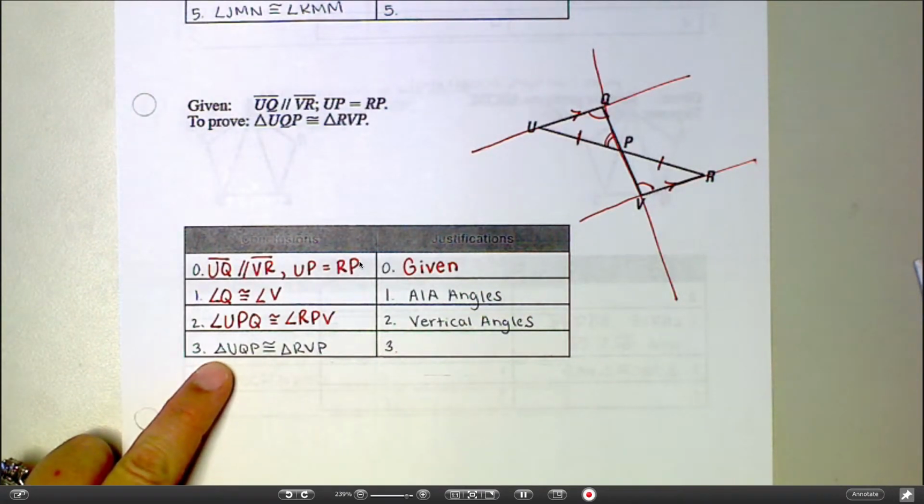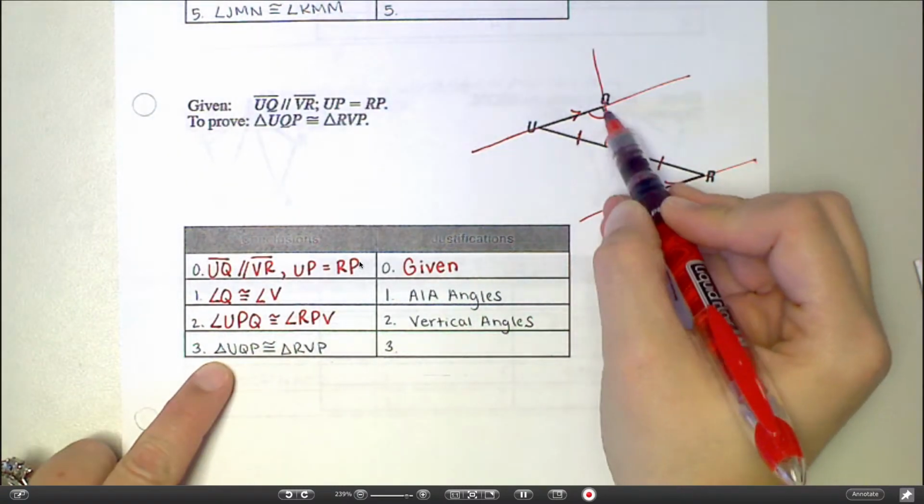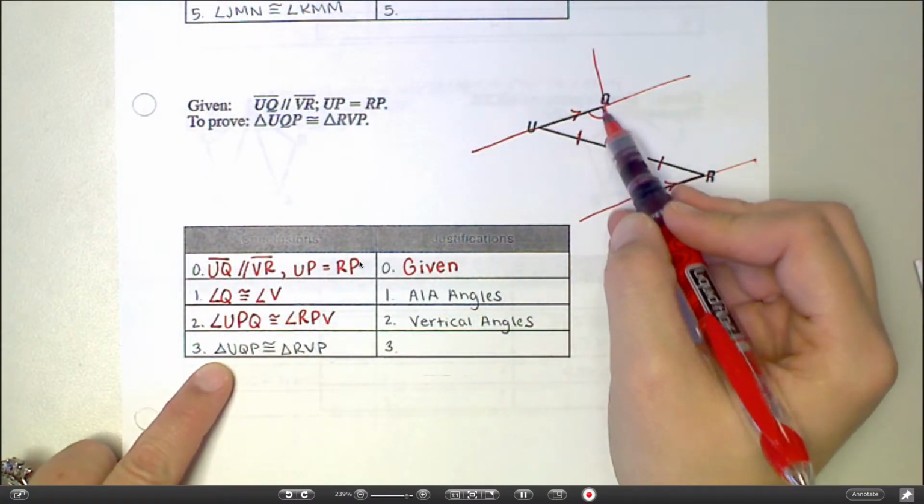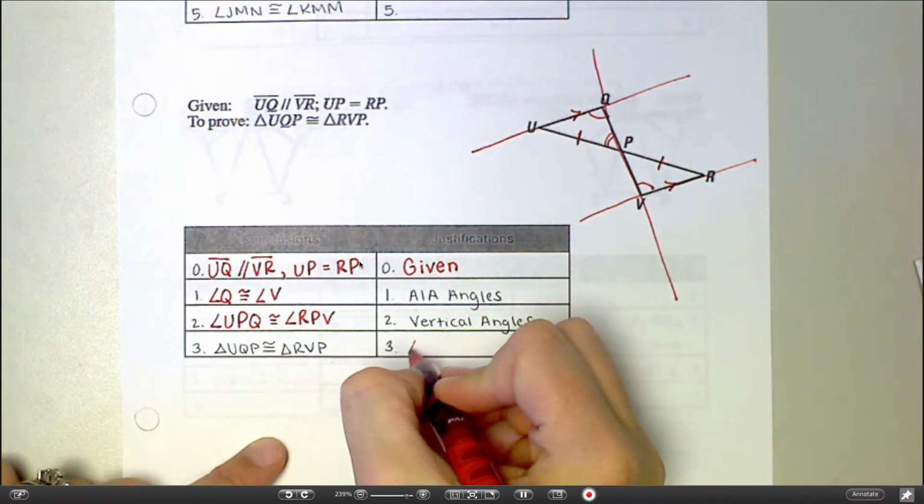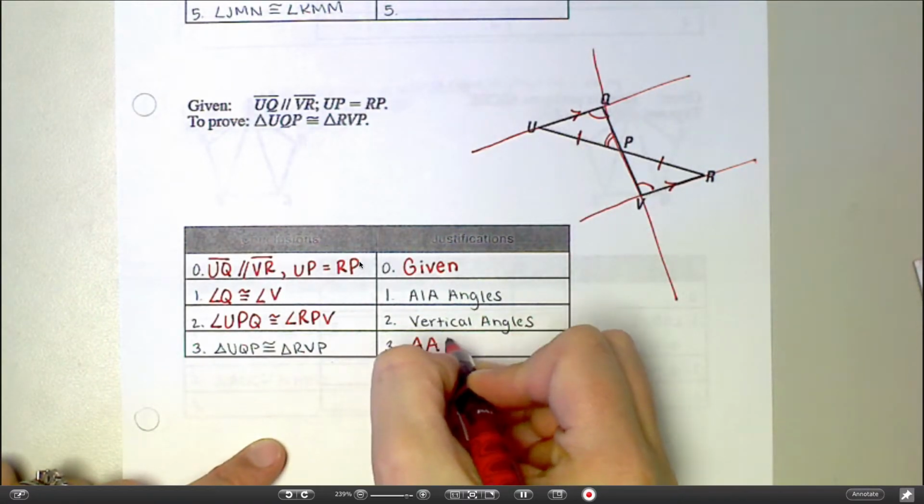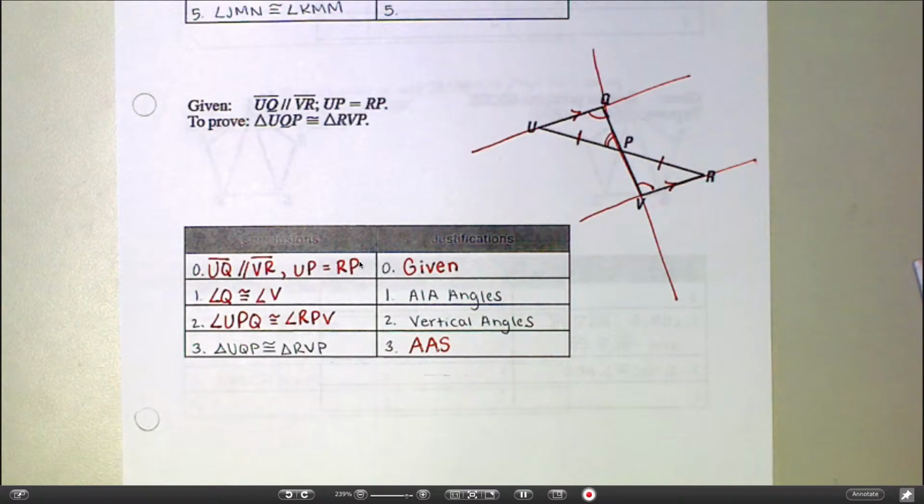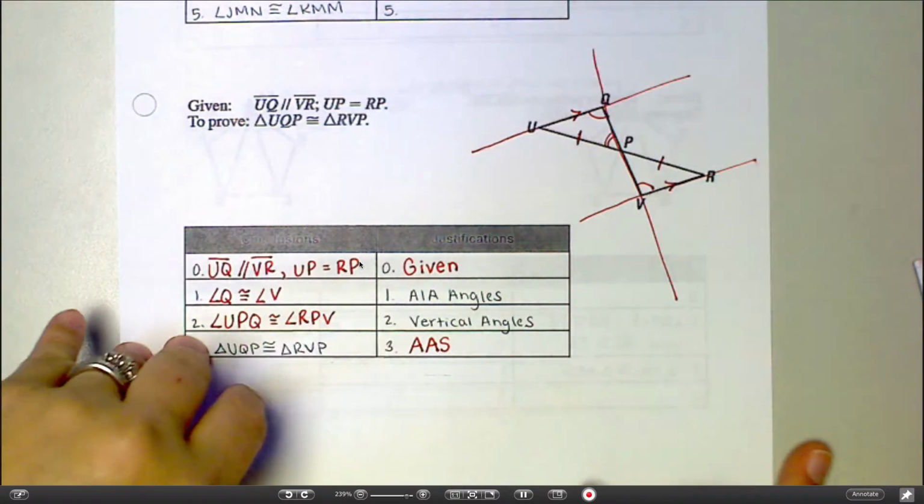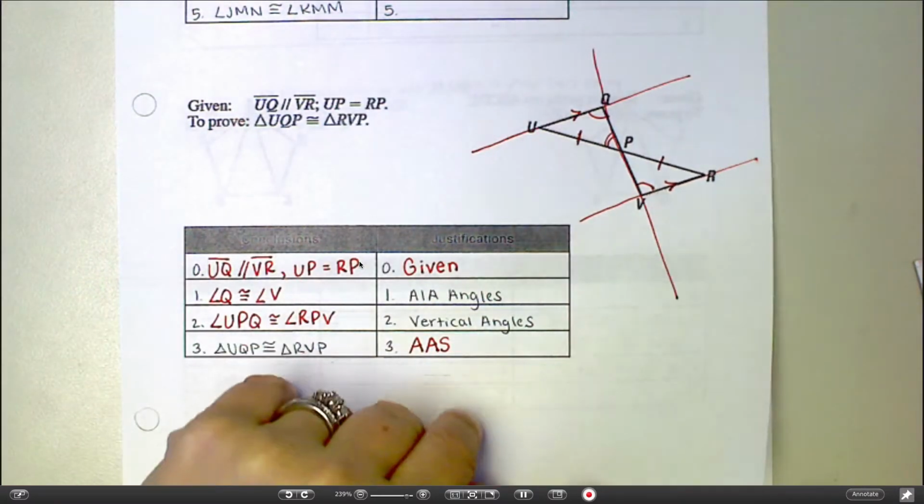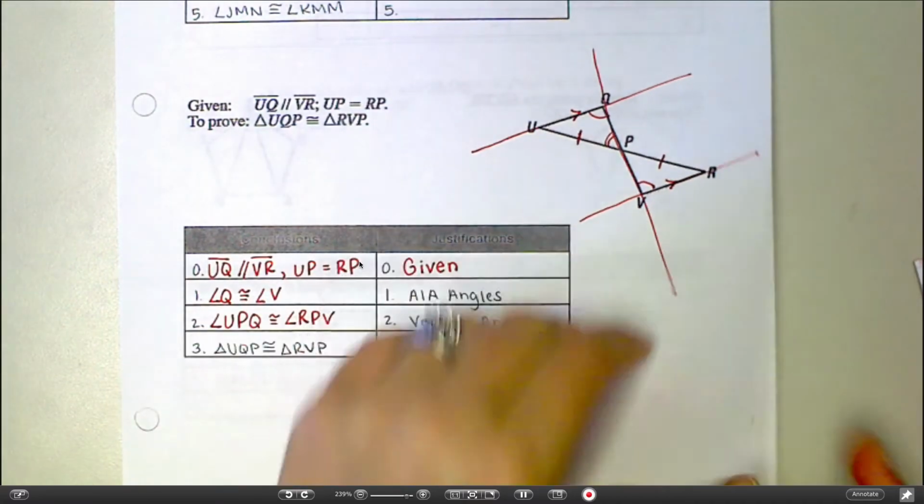Hunter? ASA. Almost. Matt? AAS. AAS. The side is not between the two angles, so that would be angle, angle, side. Okay? So again, you're looking for what pieces you can get to be equal. Making sense? I hope. Okay, let's do our next one.